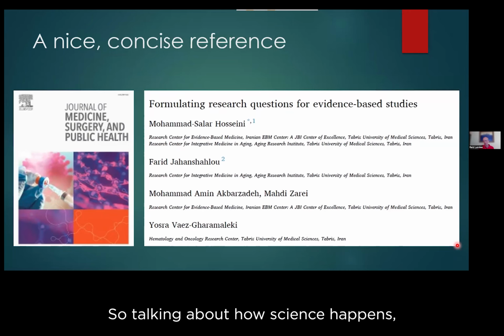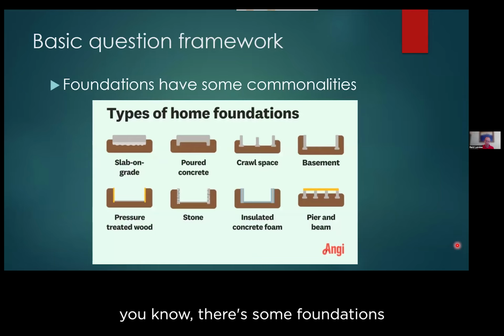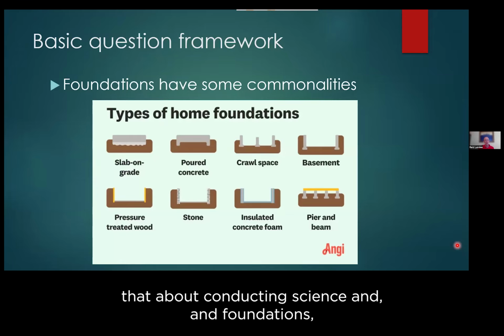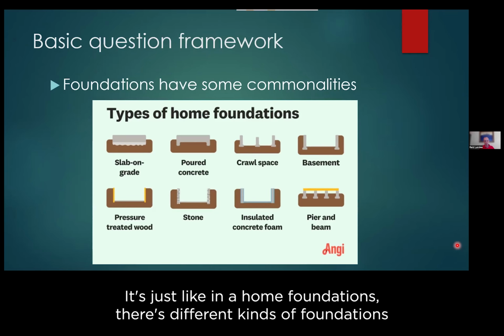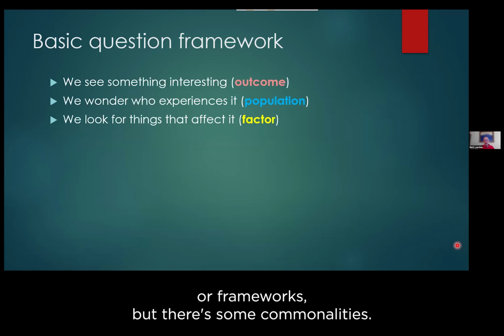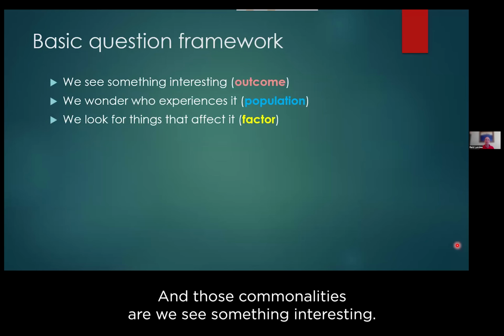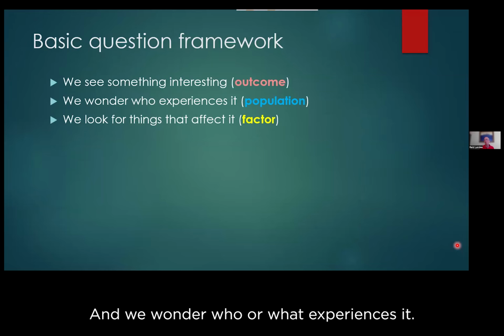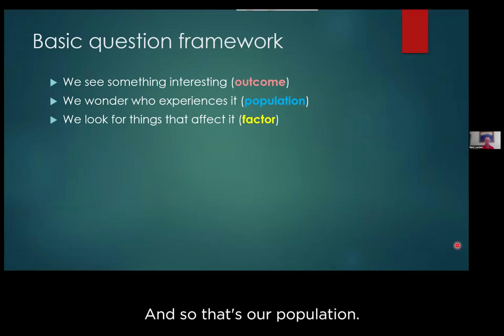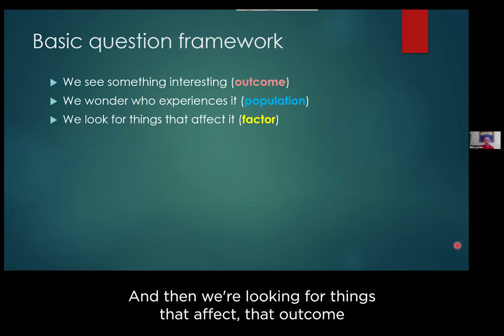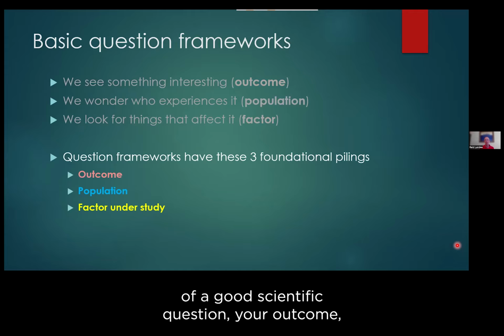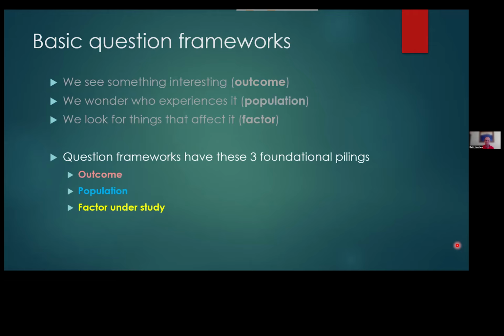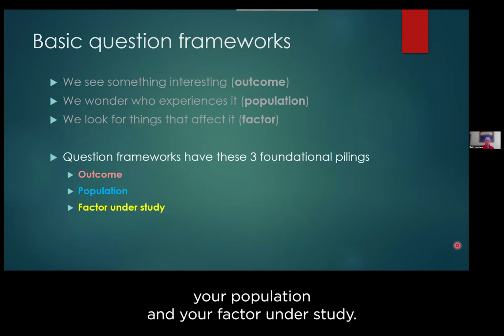Okay, so talking about how science happens, there are some foundations about conducting science. There are different sorts of studies, different sorts of things that we do, but those foundations all have some commonalities. Just like in home foundations, there are different kinds of foundations or frameworks, but there are some commonalities. And those commonalities are: we see something interesting. That's our outcome. And we wonder who or what experiences it. And so that's our population. And then we're looking for things that affect that outcome. And that's our factors. And those are the three foundational pilings of a good scientific question: your outcome, your population, and your factor under study.